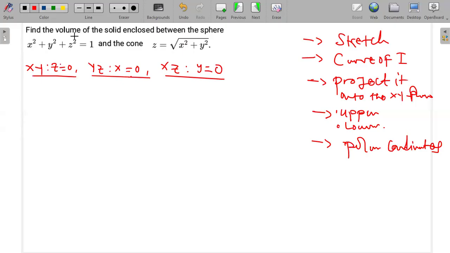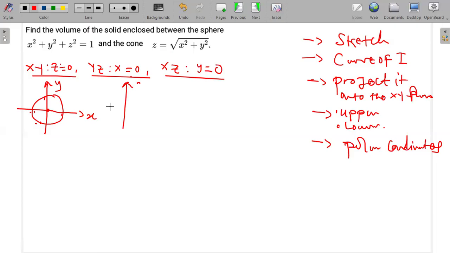If Z is 0 here, I'll just have x squared plus y squared equals 1. That's just a circle in the XY plane with center 0 and radius 1. So it will be somewhere there, 1, 1, 1, 1, so it will be this circle here. This is what I'll be seeing in the XY plane, and it will be the same for these other planes, because this is a sphere.